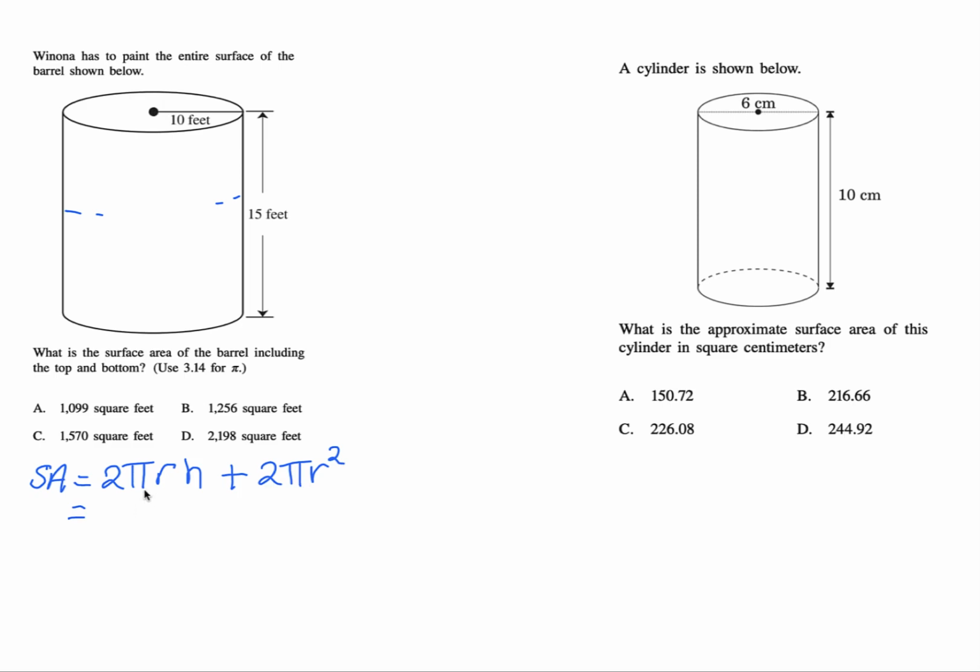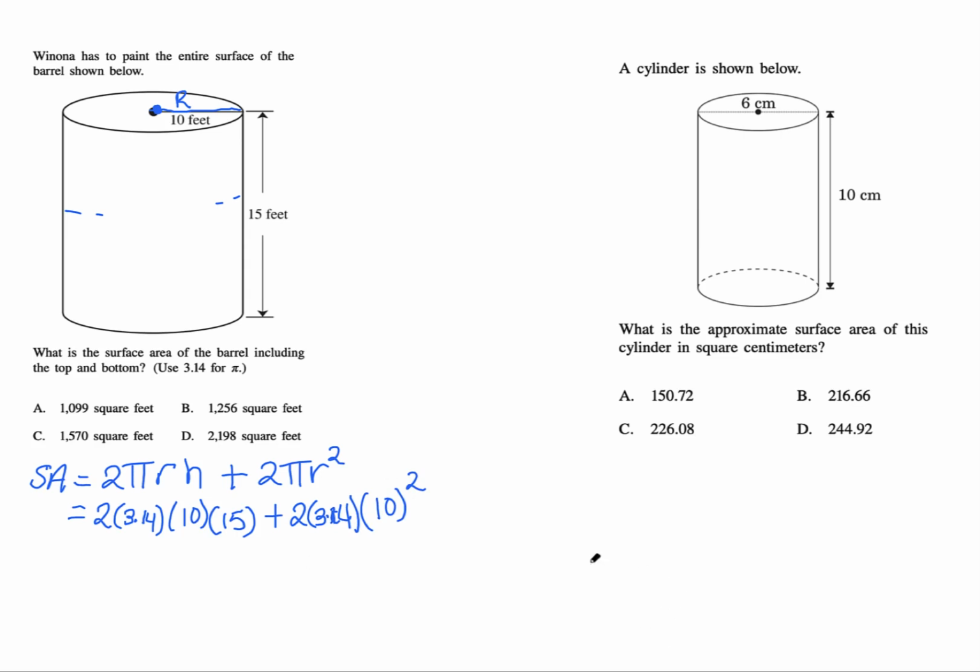Let's replace all of our variables by their numerical value. So we have 2. Remember they said for pi, use 3.14. Our radius is 10. And our height is 15. So remember your radius goes from the outskirts to the center. Right here is your radius. Plus 2 pi is 3.14, and your radius again is 10, and we have to square. So we'll get our calculator.